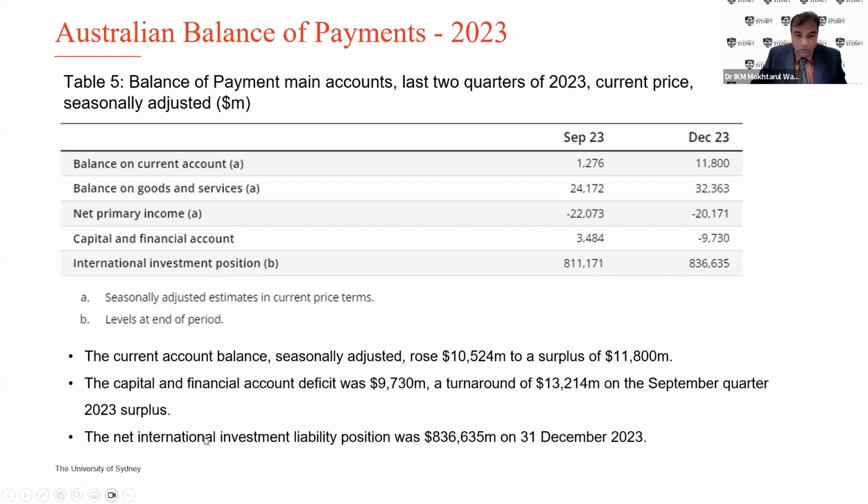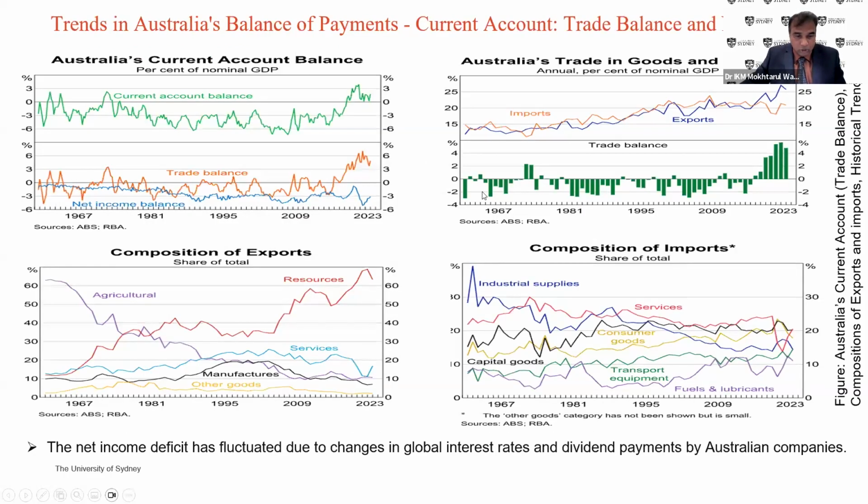All right, so then we talk about this, we show these diagrams here, right? On the left-hand side, we have Australia's current account balance over time. If you look back to 1960, about that time, and this data is from the ABS and RBA. What really happened? The green line is the current account balance. They moved around 0, and they were negative most of the time. This is 0. This is percent of nominal GDP, of course.